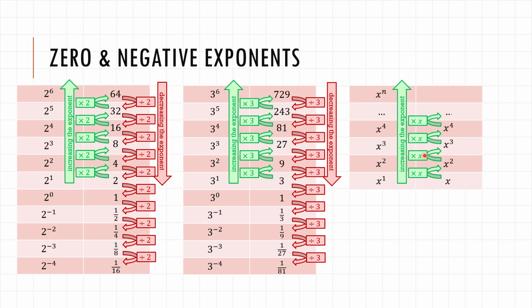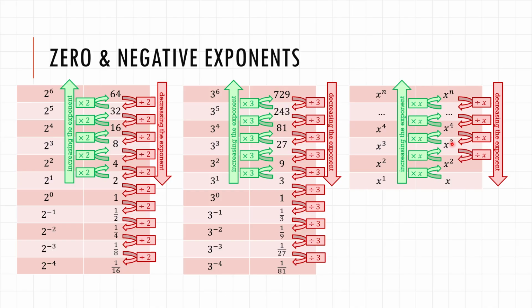Once more, x to the power of 4. And we can keep going as long as we want for whatever this exponent will be. It's always x times itself n times. And very similarly to the powers of 2 and 3, when we're decreasing the exponent, we can divide by x. So this will reduce the exponent by 1 until we get all the way back to where we started. So x to the power of 4 divided by x is x to the power of 3.